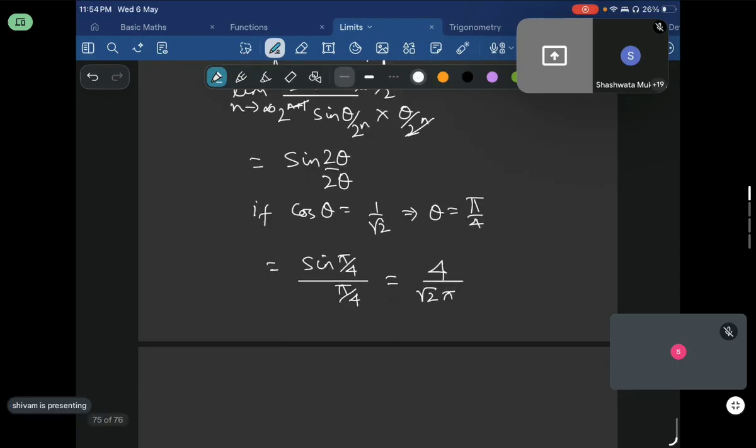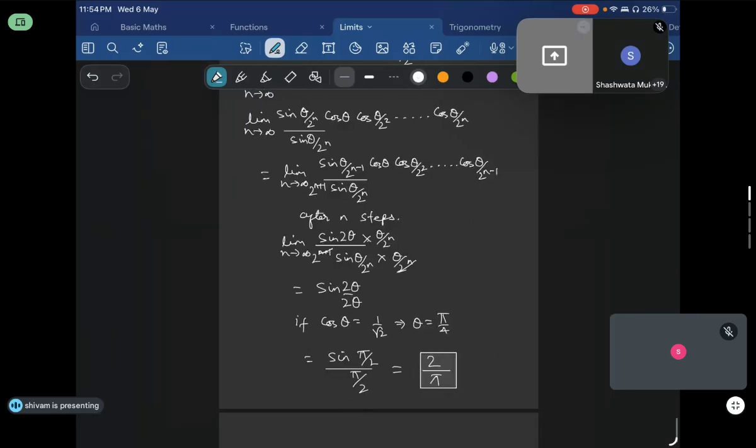So if cos theta is equal to 1 by root 2, theta is equal to pi by 4, 2 theta is equal to pi by 2. So we have got sine pi by 2 divided by pi by 2. Sine pi by 2 is 1, so this will be 2 by pi. Let me see. 2 by pi is given. Yes, 2 by pi is the correct answer. Anyone having any doubt, you can ask me now. Tell me.